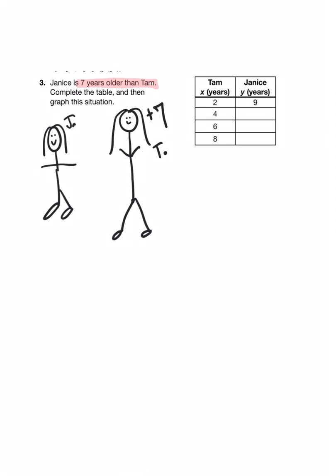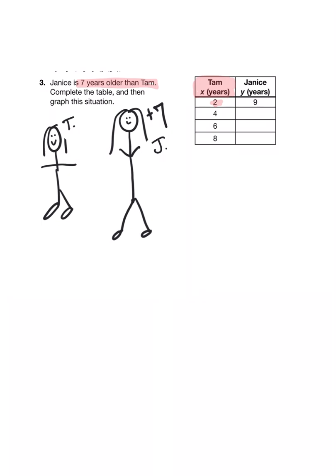Okay, then we're asked to complete the table and graph the situation. Look at your X values here. Your X values are going to represent Tam's age in years. So when Tam is 2, oh my gosh, I've got my picture reversed. Let me fix it. Hang on. Okay, so Janice is 7 years older. This one is Janice, my bad. This one is Tam. So when Tam is 2, Janice is 9.